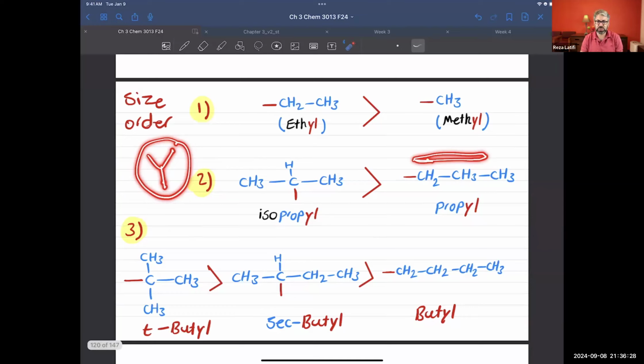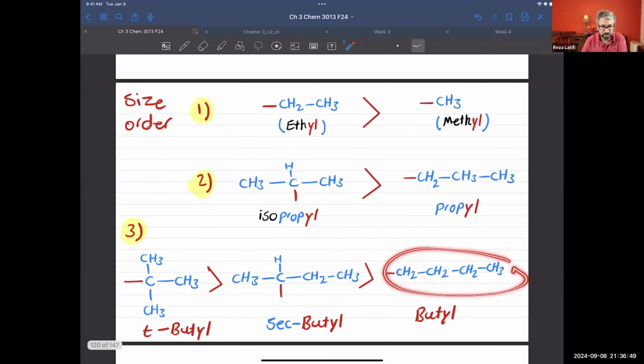So let's put it this way. As we increase the substituents or branches on a carbon, the repulsion will go up. Now, how about the butyl? Butyl, you can make it linear, but if you start branching it, so here, instead of attaching from the end, now we are attaching the butyl from the second carbon.